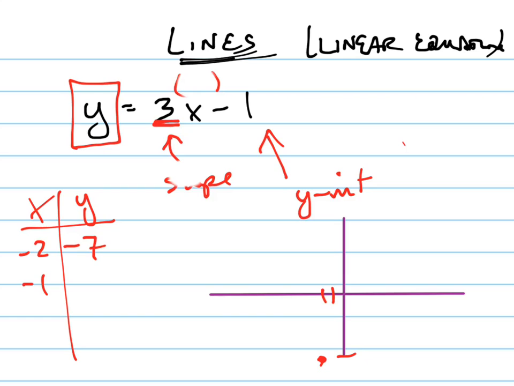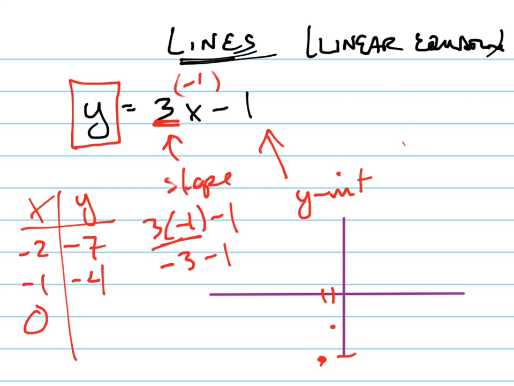You try it. If I plug in -1 for x, what am I going to get? 3 times -1 minus 1 is what? Let's do order of operations. 3 times -1 is -3. Minus 1 is -4. Good job. So -1, -4. It's right there. You do the next one.